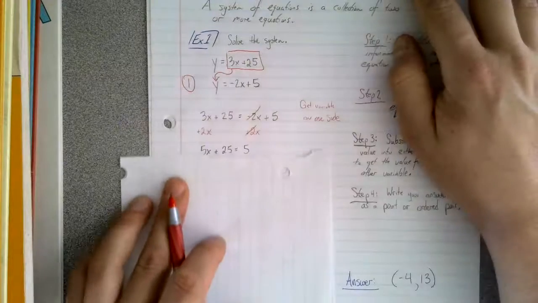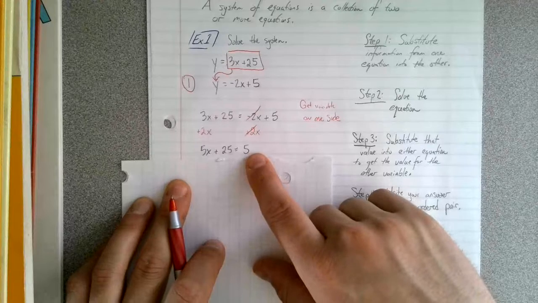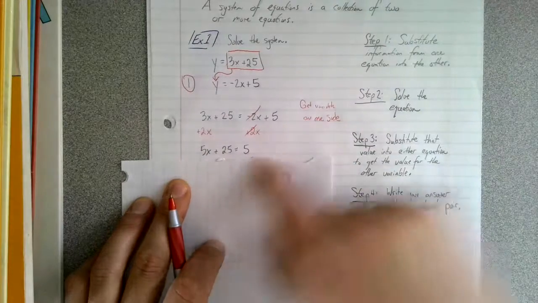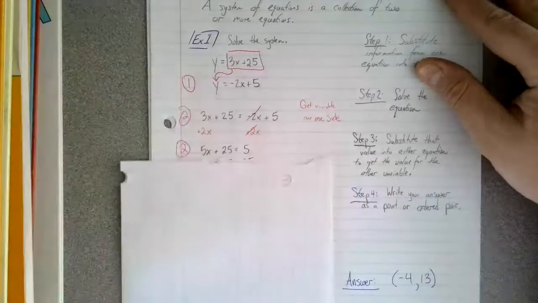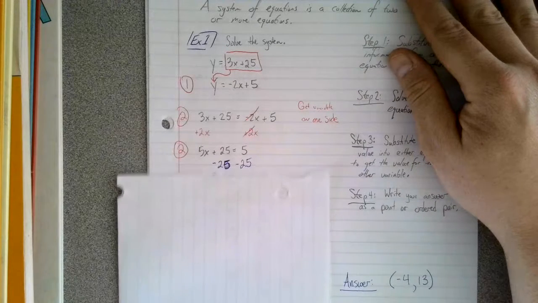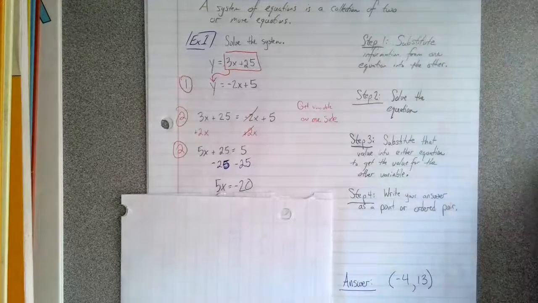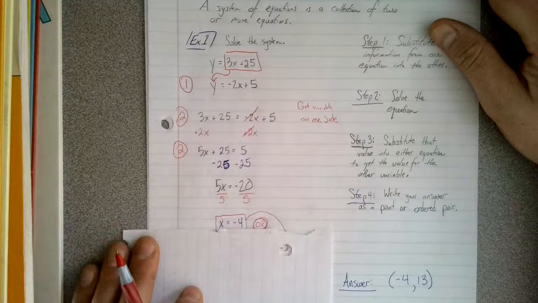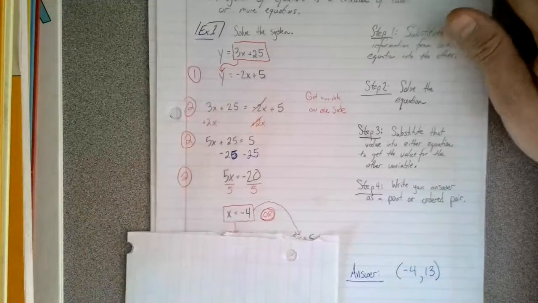3x plus 2x is 5x. And so now we have a very familiar equation that you have solved many times throughout this school year: 5x plus 25 equals 5. We're still on step two here, still solving this equation. We're going to get rid of this plus 25 by subtracting 25 from both sides. That's going to give us 5x equals negative 20. And then lastly, we'll divide both sides by 5, which gives us x equals negative 4. So that was all step two.